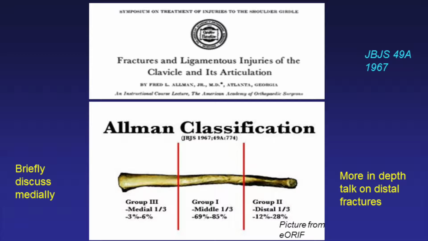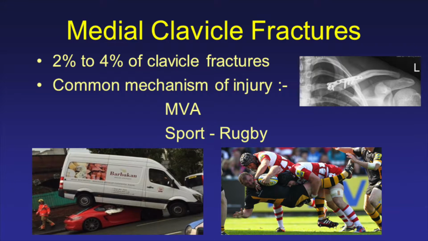Just on looking at the clavicle itself, if one notes how thick the medial part of the shaft is versus the thinner lateral portion, one can appreciate the amount of force that needs to go through the medial side in order to fracture it. So medial fractures of the clavicle account for about 2 to 4% of clavicle fractures, and the common mechanism of injury is a motor vehicle accident or rugby.